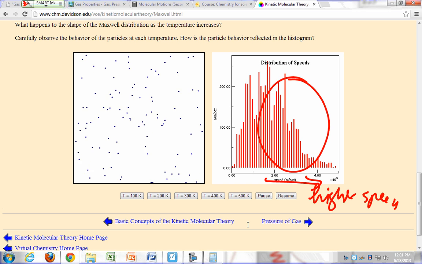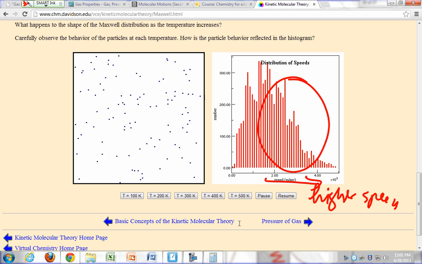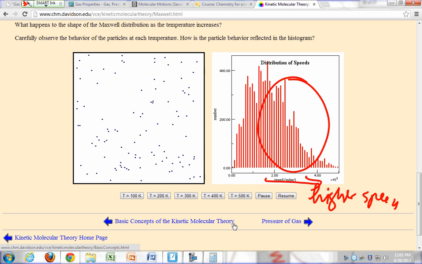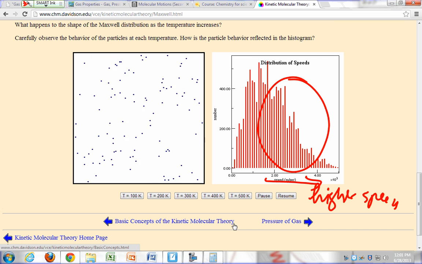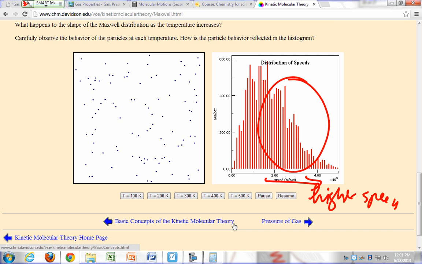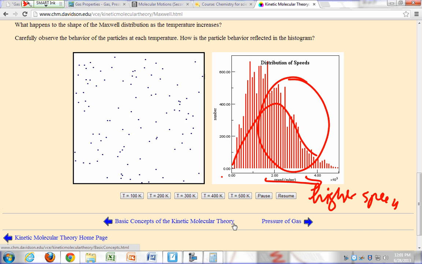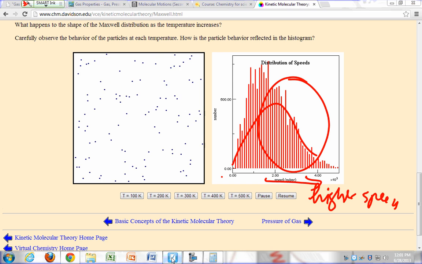Okay, you get more molecules that are able to achieve higher speeds at higher temperature. The temperature of your gas is indicative of the average speed. So the higher the temperature, the higher the average speed increases. That simply means that you have more molecules that are able to achieve higher kinetic energies, higher speeds.